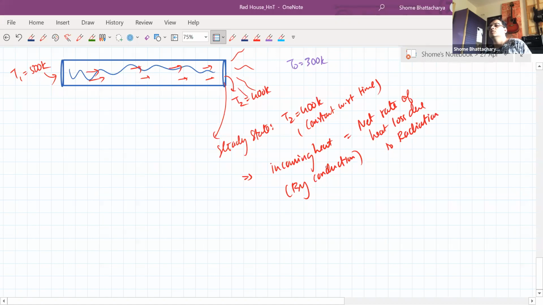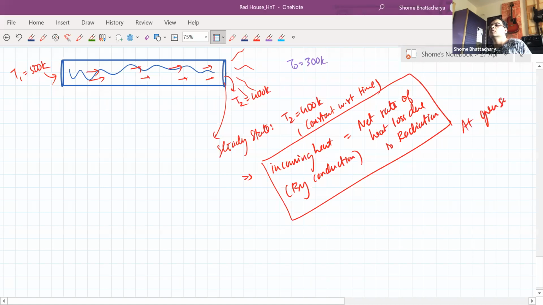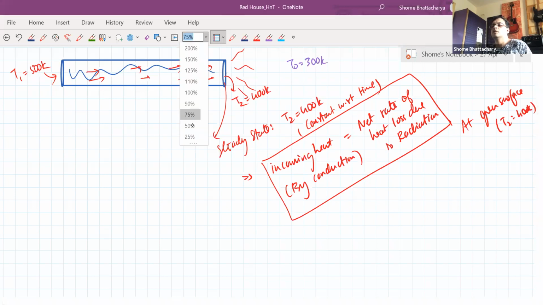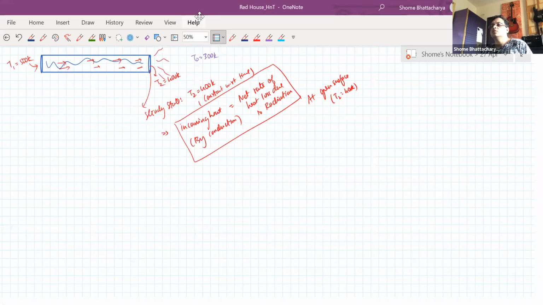Okay. So this equation that I'm writing is at the open surface, which is at T2 equal to 400 Kelvin. Now, I hope this point is clear. This definition of steady state over here is clear now.